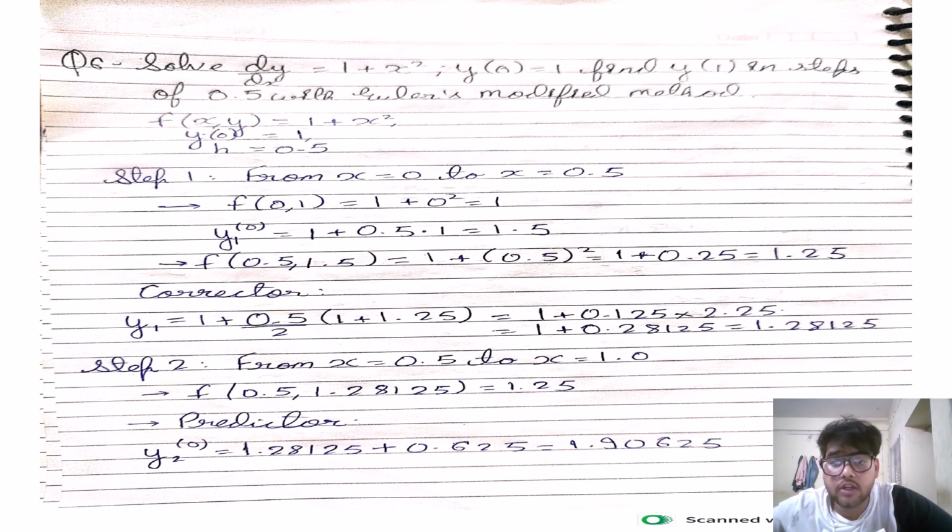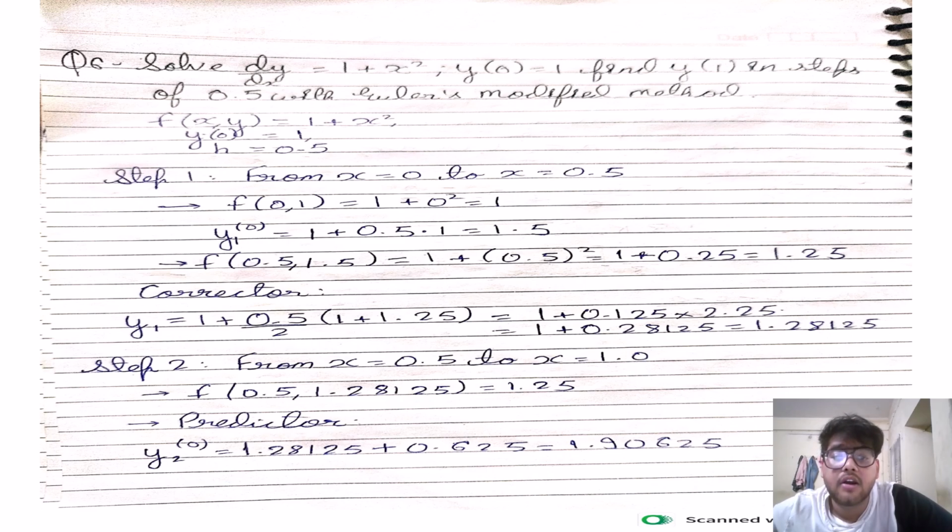So in the sixth question, we have to solve dy by dx is equal to 1 plus x square, where the value of y at x equal to 0 is given as 1, and we have to find the value of y at x equal to 1 in steps of 0.5 with Euler's modified method. So we are given the function dy by dx, f of x and y, is equal to 1 plus x square, the value of y at x equal to 0, and the step size, which is 0.5.